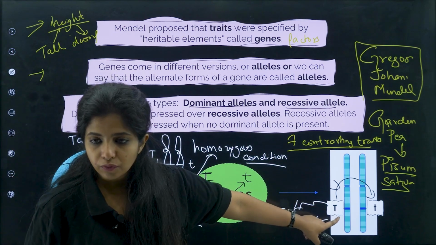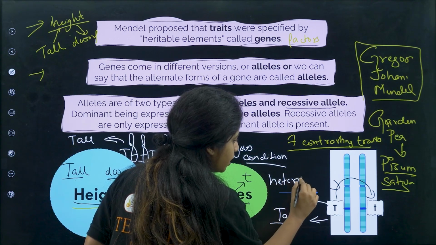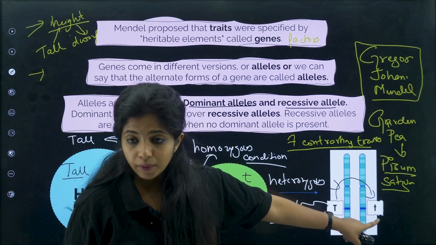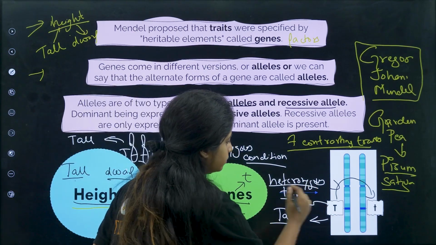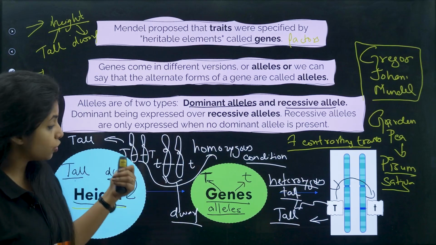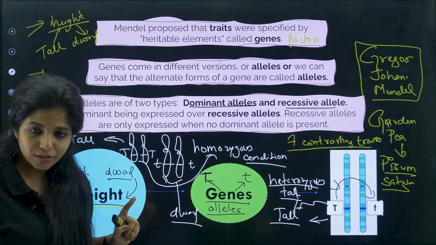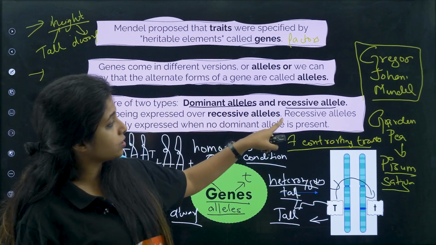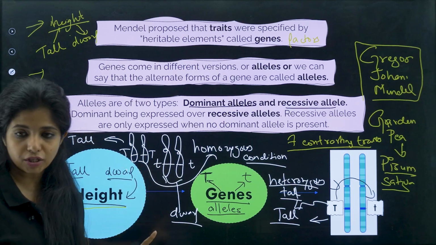When both the alleles are different, I will call it a heterozygous condition. But is it heterozygous tall or dwarf? It is tall because there is one dominant allele over here. So, I will call this heterozygous tall, this is homozygous tall, this is homozygous dwarf. So, the alleles are of 2 types, dominant alleles and recessive alleles. Dominant alleles are expressed over the recessive alleles. Recessive alleles are only expressed when there is no dominant allele present.